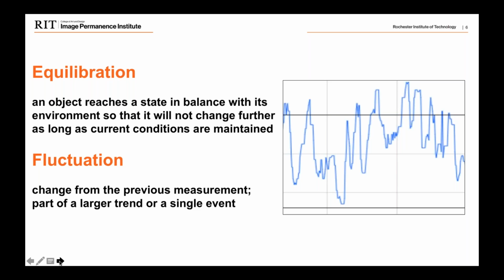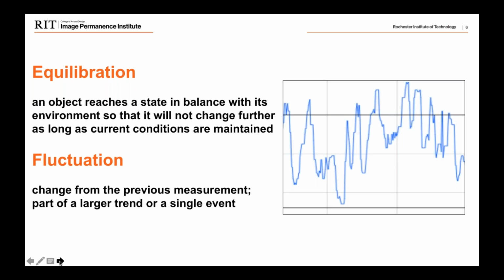I wanted to start off so we're all on the same page. You signed up for the webinar, so you probably have a sense of what these terms mean. But just so we start off, an equilibration essentially means that the object has reached a state of balance with its environment. As long as those conditions are maintained, the object itself is not going to be responding any further.